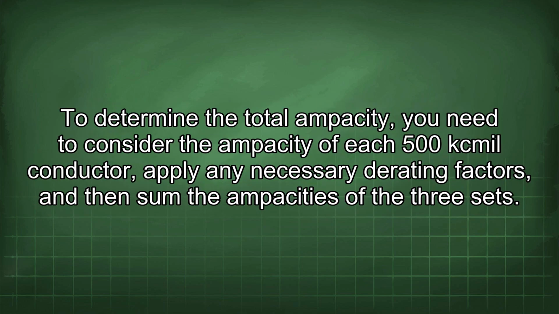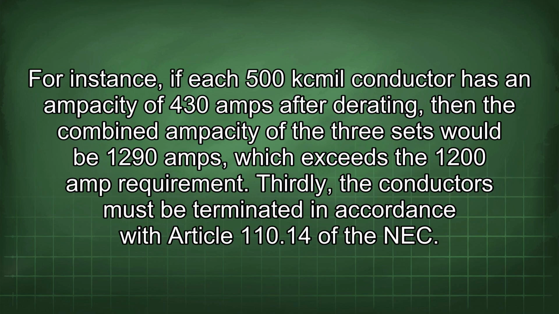Secondly, the total ampacity of the combined conductors must be at least 1200 amps. To determine the total ampacity, you need to consider the ampacity of each 500 kcmil conductor, apply any necessary derating factors, and then sum the ampacities of the 3 sets. For instance, if each 500 kcmil conductor has an ampacity of 430 amps after derating, then the combined ampacity of the 3 sets would be 1290 amps, which exceeds the 1200 amp requirement.